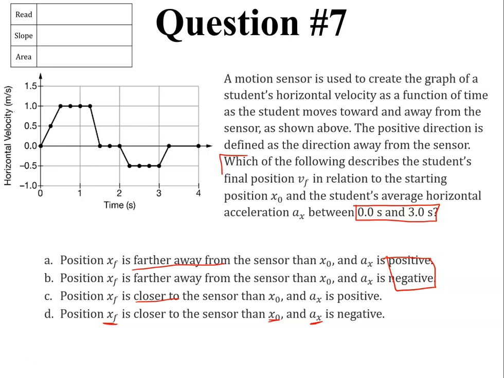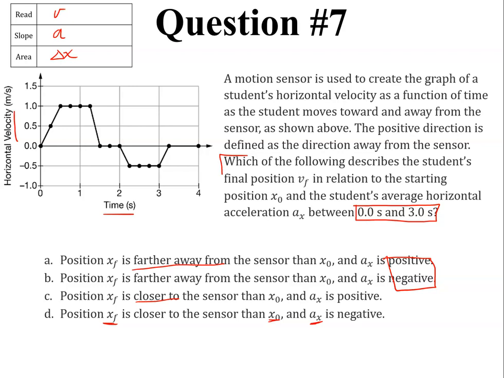So we are given a velocity versus time graph. That means we can read the velocity, the slope is acceleration, and the area is displacement. So the area is what's going to help us with the position, and the slope is what's going to help us with acceleration. Now, something to keep in mind, since it's asking whether something's moved farther away from or closer to the sensor, we do need to know which is the positive direction.